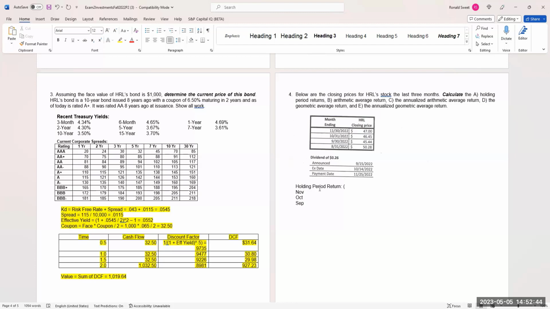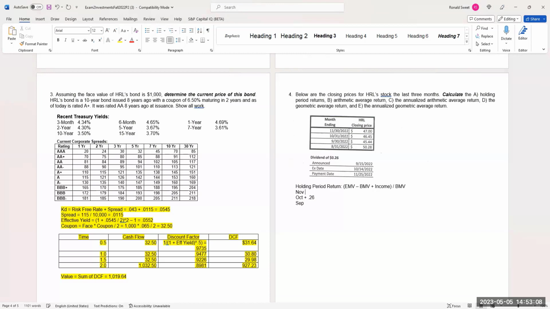So remember, the holding period return is the ending market value minus beginning market value plus income, and all of that divided by beginning market value. So let's look at our income. We have a dividend of 26 cents, and all we care about is the X date. So that's in October. So when we do October, we're going to be adding 26 cents.